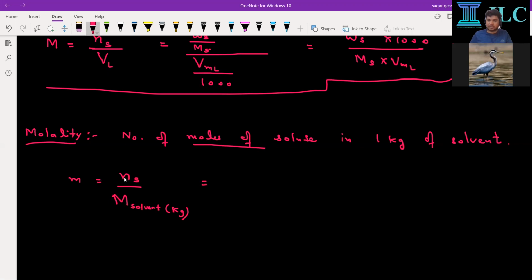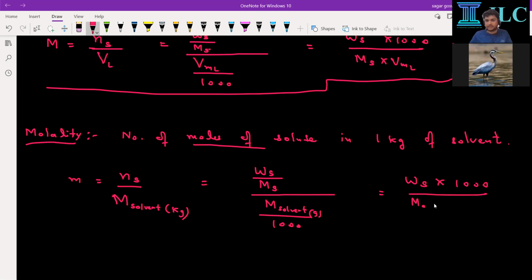But we already know that number of moles can be easily found out as given mass upon molar mass, Ws upon Ms, divided by the solvent mass. But suppose it is given to you in grams, then you have to divide by 1000. So solvent mass divided by 1000 if it is given in grams. So now, Vishnu, what will be the formula? Ws into 1000 divided by Ms, and this M is basically for the solvent. Am I right?